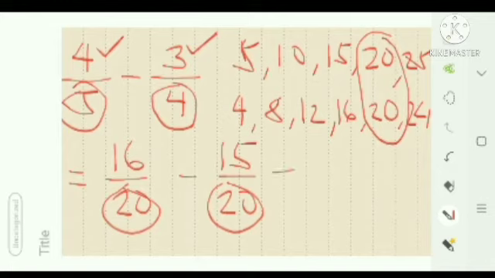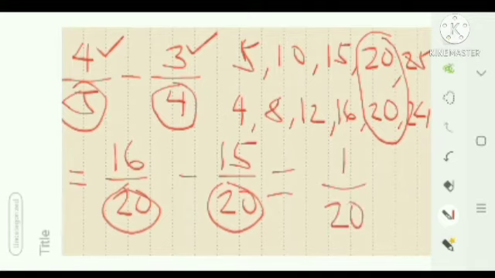Okay, so now it is easy for us to subtract because they have the same denominator. So 16 minus 15 is 1. Then we will copy the common denominator, which is 20. So our final answer is 1 over 20. We cannot reduce this to lowest term. Okay, so 1 over 20 is our final answer.